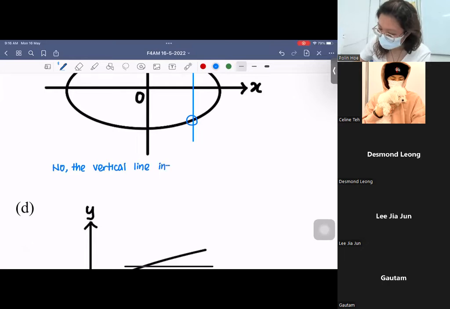The vertical line intersects the graph at more than one point.